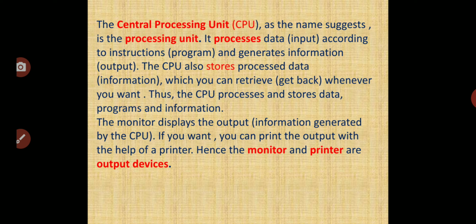Monitor displays output, meaning information generated by the CPU. If you want, you can print the output with the help of a printer. Hence, the monitor and printer are output here. Monitor and printer are output devices. Yes, you understand. The keyboard and mouse are input devices. Monitor and printer are output devices. The processing unit is only one, that is known as a CPU.